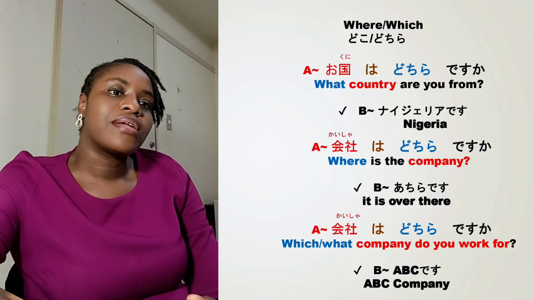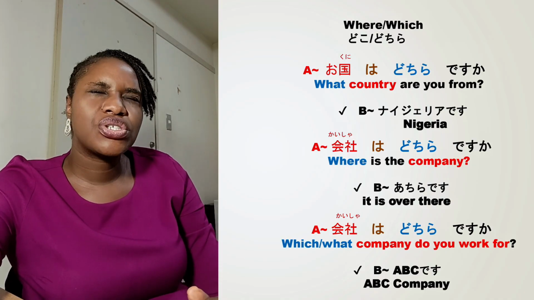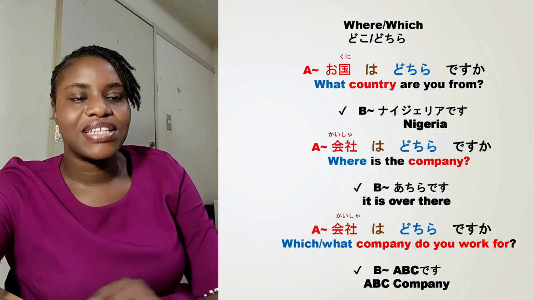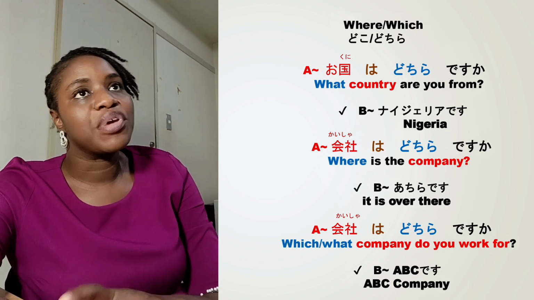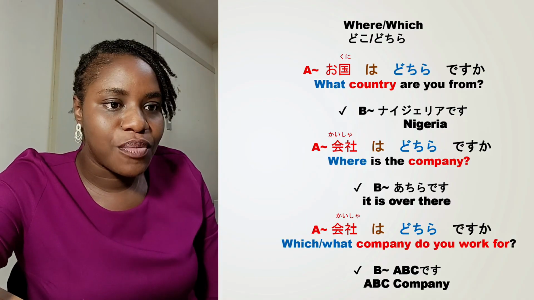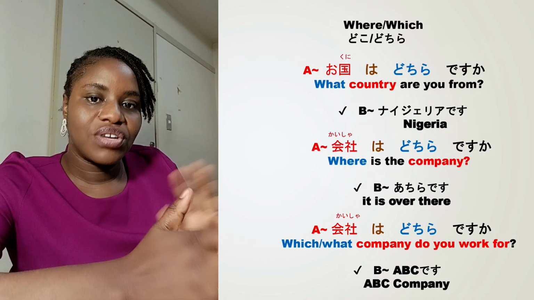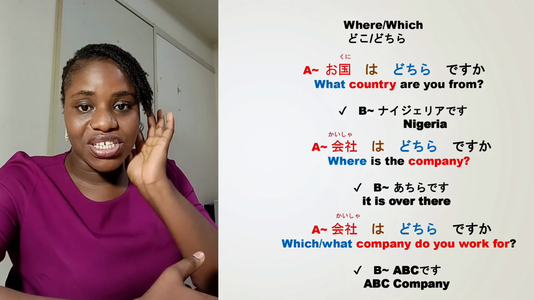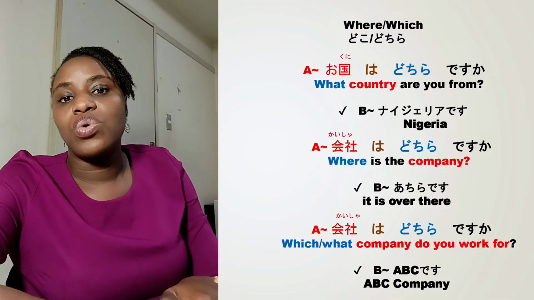Another question can be "kaisha wa dochira desu ka?" Now this question can be two questions. It can mean where is the company? Like maybe I'm here and I'm asking where is the company? It's over there, "achira desu." Or depending on the context, don't forget that Japanese is a very contextual language, it can mean which or what company do you work for.